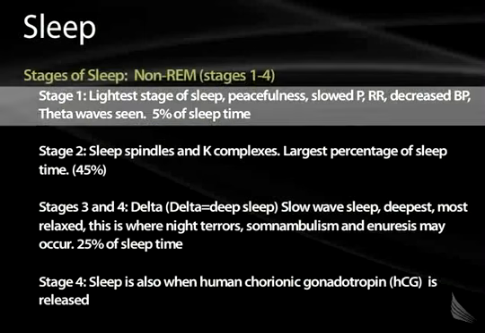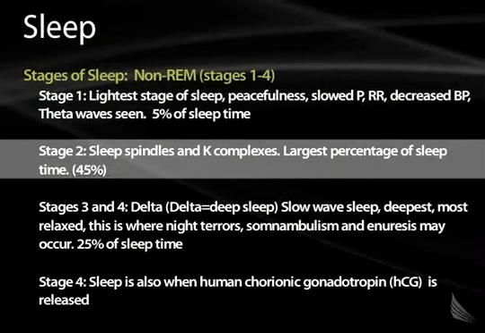So stage 1 is the lightest stage of sleep. Generally, you will see theta waves, and you'll have a slowed pulse, respiration, your blood pressure will go down, and this only constitutes about 5% of your sleep time. Not a very important stage of sleep out of the 4. But stage 2, actually, you spend about 45% of your sleeping time in stage 2. So this is where you spend a majority of your time sleeping. And the most important points about stage 2 is that you will see sleep spindles and K complexes. I would remember that for your exam, because that will help you identify that they're talking about stage 2 sleep.